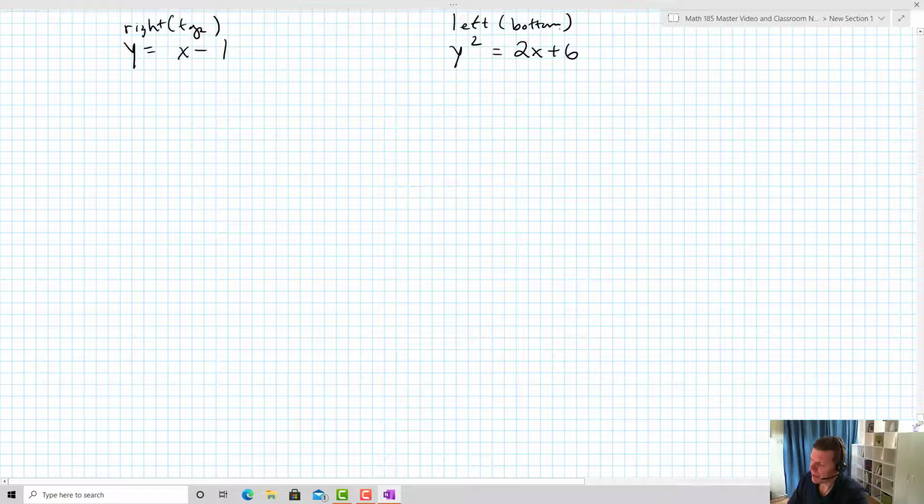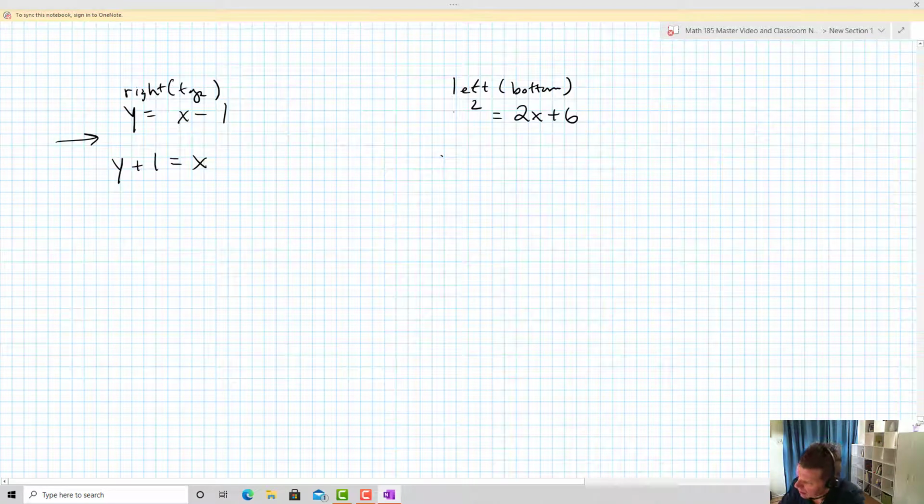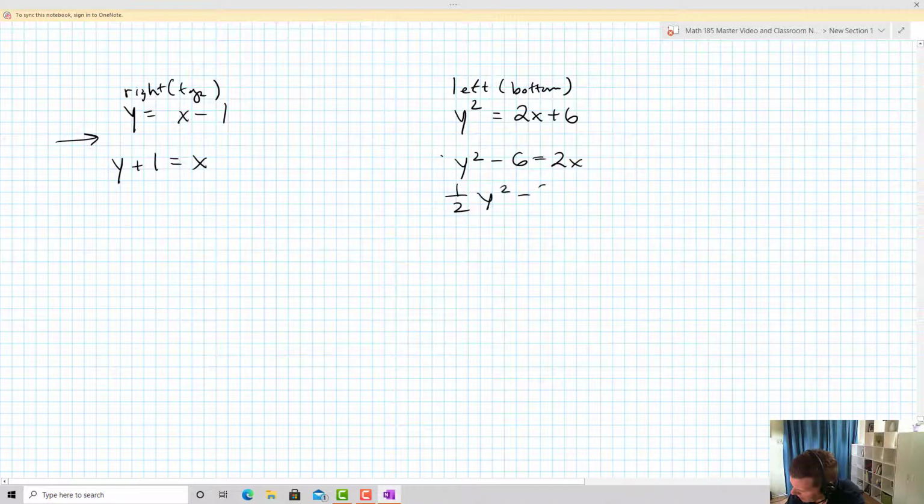So we're now going to switch them around. We're going to write x as a function of y. That means the right curve is going to be y plus 1 equals x. And the left curve, with just a little bit of algebra, we end up with y squared minus 6 equals 2x. And then we get 1/2 y squared minus 3 is equal to x. And that's all we need to do.